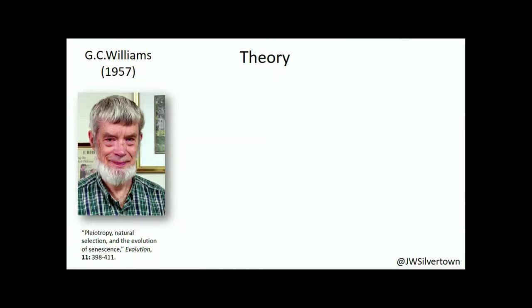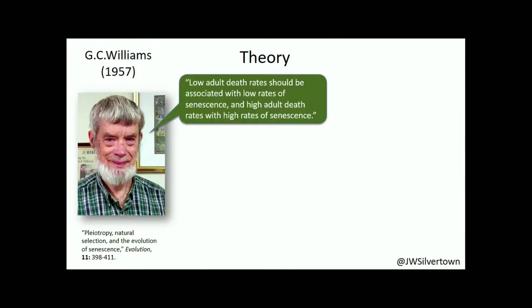But this is G.C. Williams, looking fairly old. He died a while ago. And you'll see this is a recurring theme. He proposed, I'm not sure it was the very first proposal, but one that has interested people for a long time: the reason different species senesce at different rates is because the adult death rates are different. This is caused by differences in exposure to environmental mortality. A species in which the adult death rate is low will senesce slowly, and a species in which the adult death rate is high will senesce quickly.